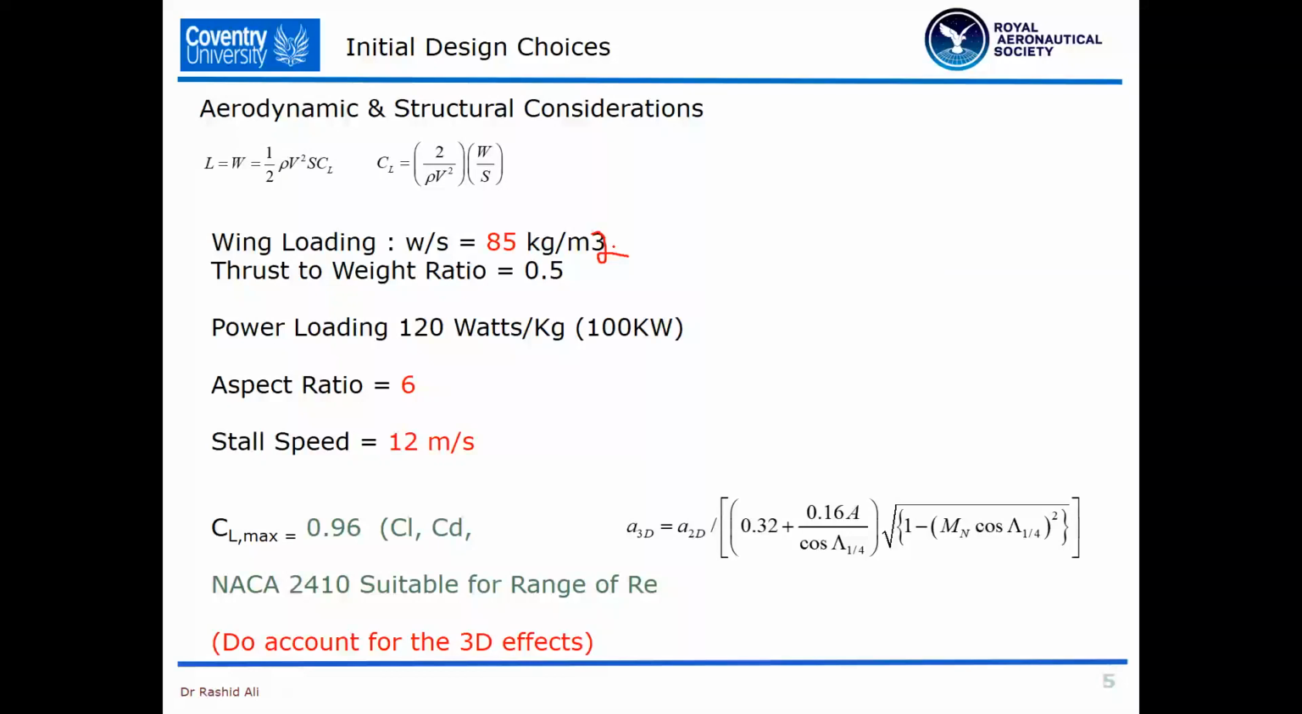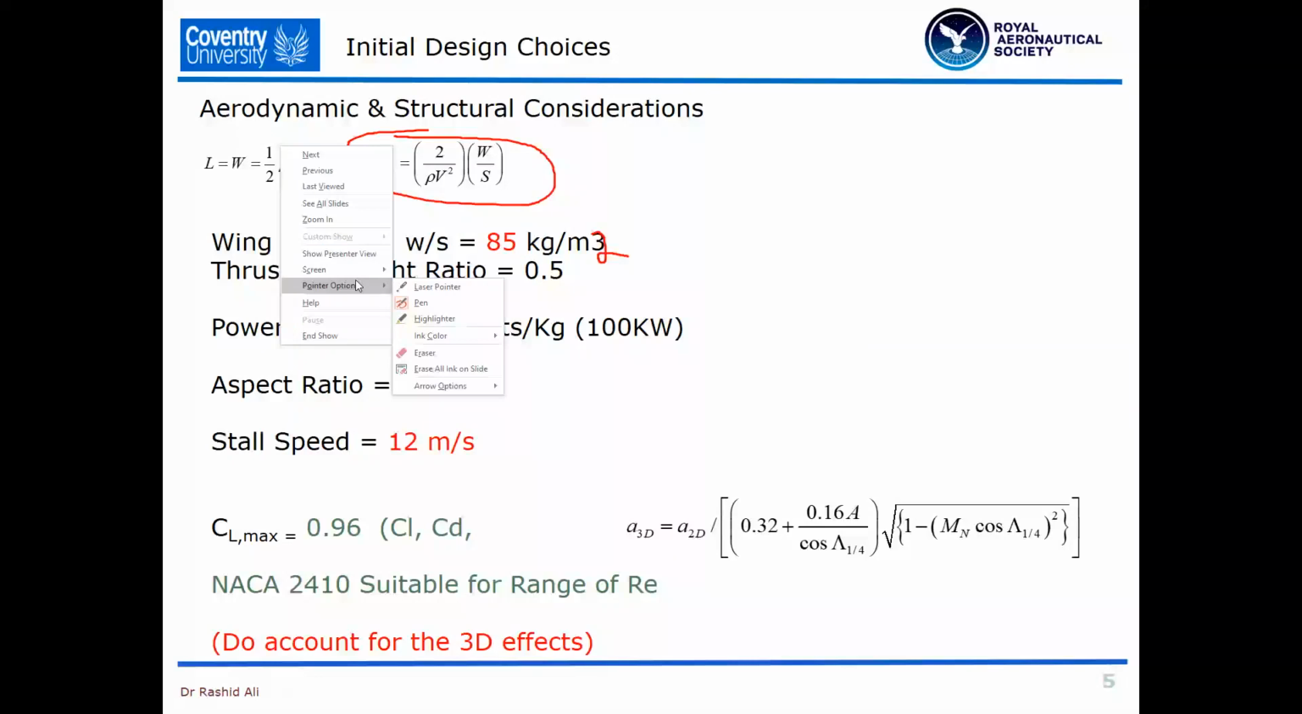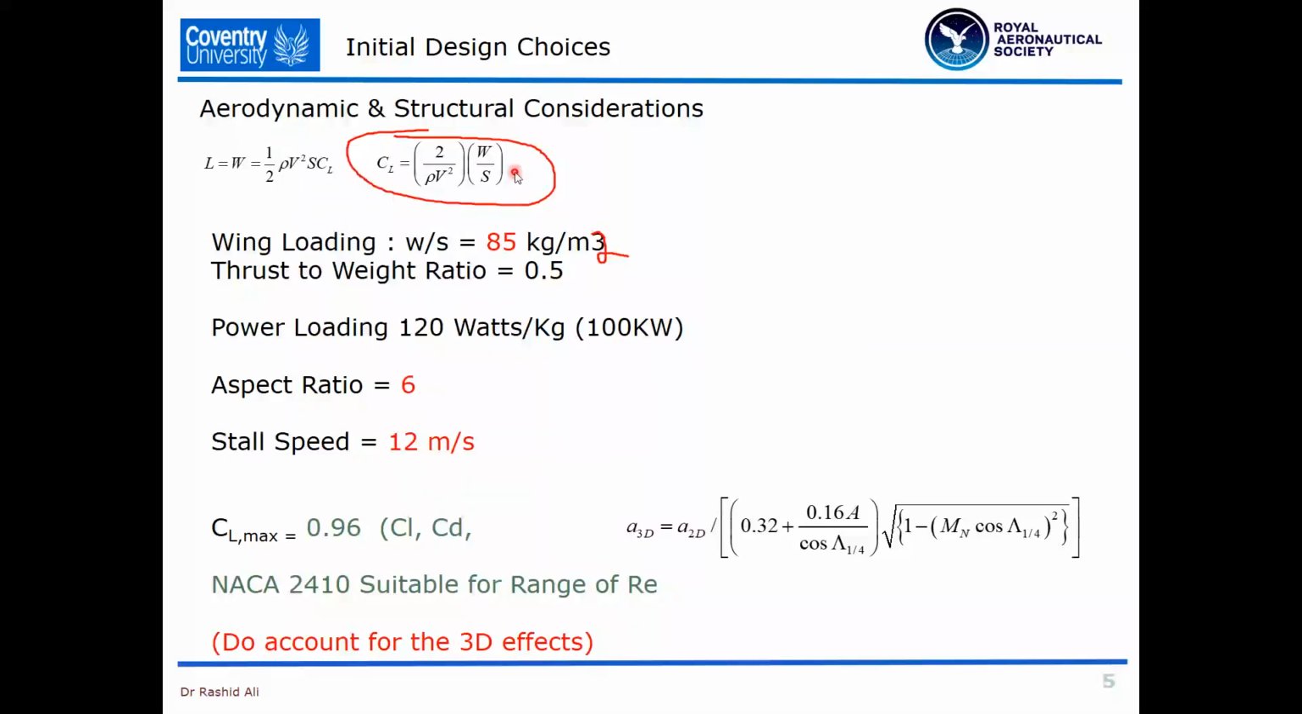I then need to determine what my CL max needs to be. That's simple. If I've chosen my stall speed, using the lift equation, I have chosen my wing loading, I have chosen my stall speed, I can work out the maximum CL. So for this particular arrangement, I'm looking at a CL of around 0.96.